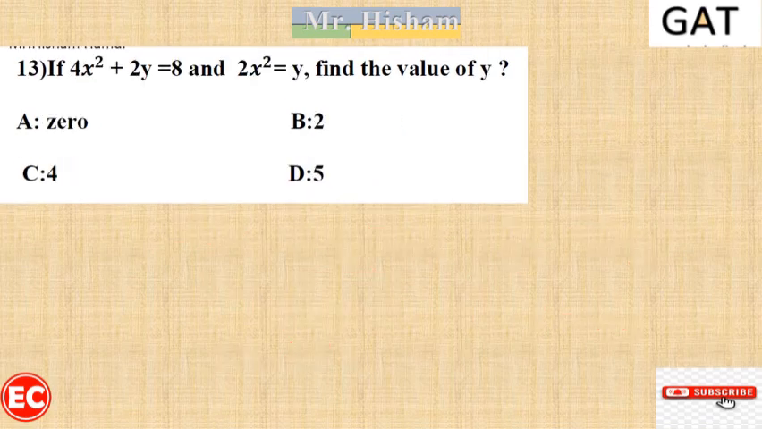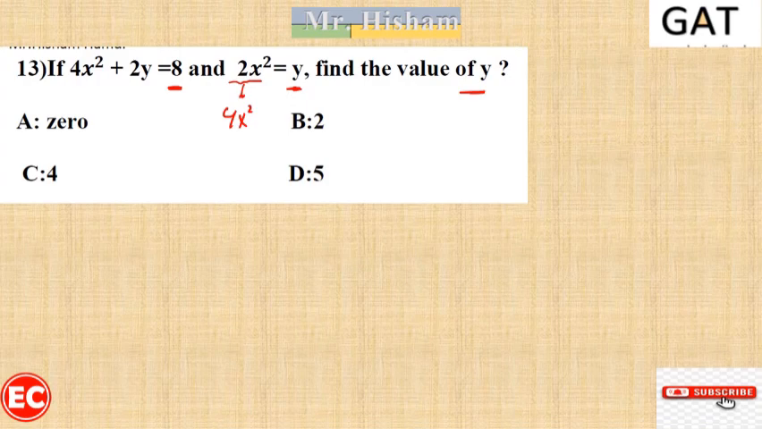Question number 13. 4x squared plus 2y is equal to 8, and 2x squared is equal to y. What is the value of y? Look carefully here, you will find that 2x squared is equal to y. But what about 4x squared?